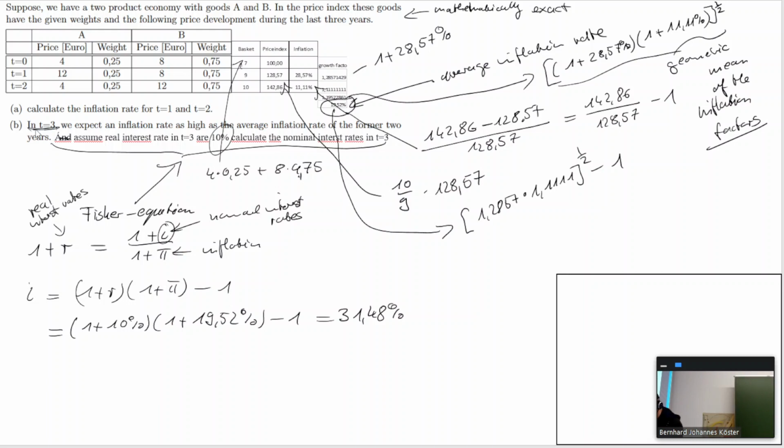So in t equals 3, we expect an inflation rate as high as the average inflation rate, and we assume that real interest rates will be 10%, and then of course you have to take these two numbers. Okay.